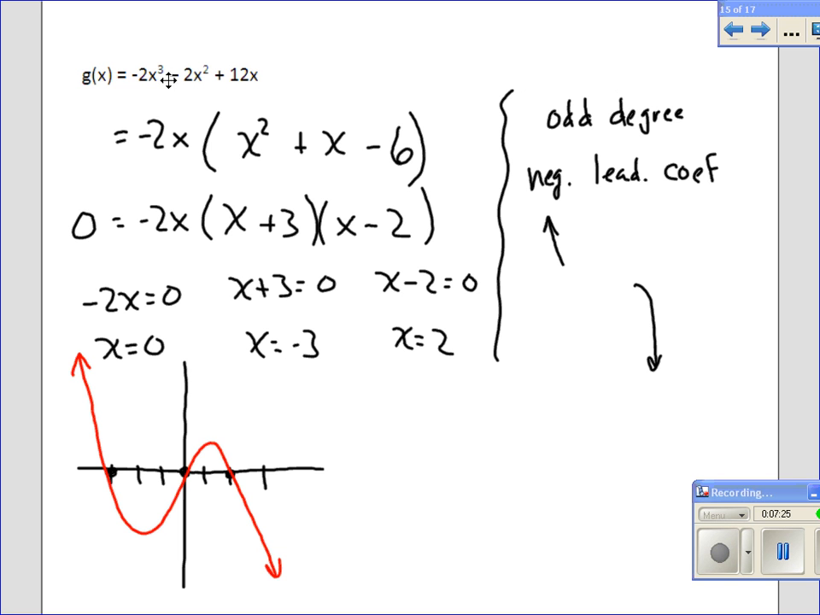Here's another one. So this one is an odd degree and a negative leading coefficient. I can factor out the -2x, then this factors fairly easily, and I get my zeros. X equals 0, x equals -3, and x equals 2. Because it's an odd degree and a negative leading coefficient, I know the end behavior is going to be increasing on the left, decreasing on the right. So locating my x-intercepts, and then knowing it has to decrease here and increase here, I can connect with a smooth continuous line and have the graph. I can double check that with the calculator, of course.